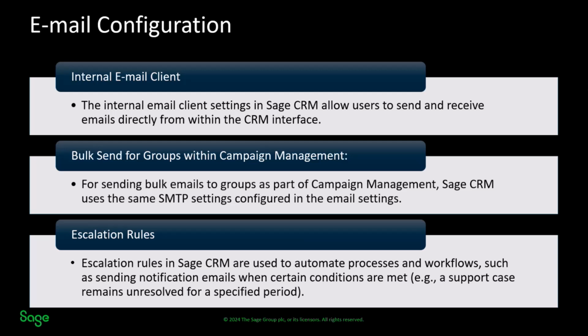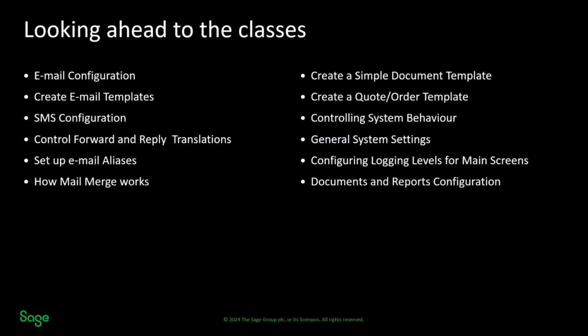This brings me to the end of what we're going to talk about. So we've looked at email configuration in this lesson. We'll be looking at email templates tomorrow. We'll be going on and still following on around emails when we look at SMS configuration next week, and the control of forward and reply translations and the setting up of aliases, and then considering how the mail merge features within Sage CRM work. The rest of the lessons will all follow neatly.